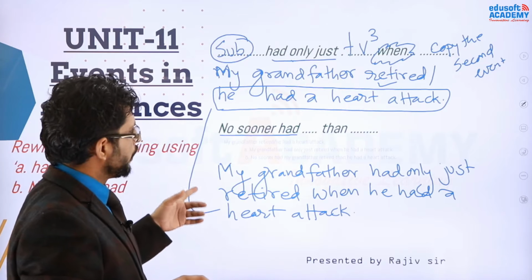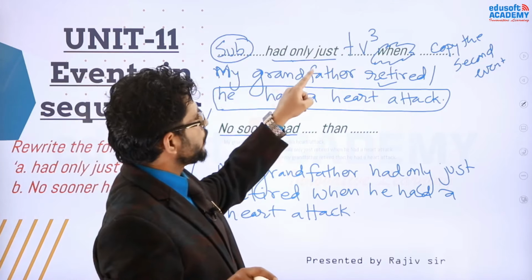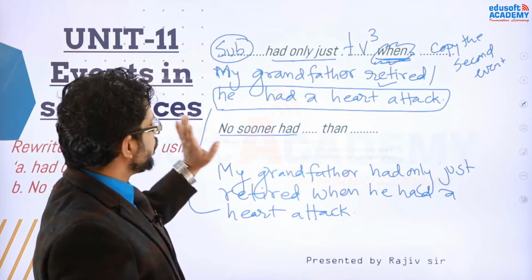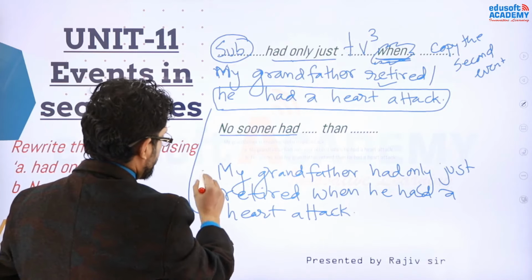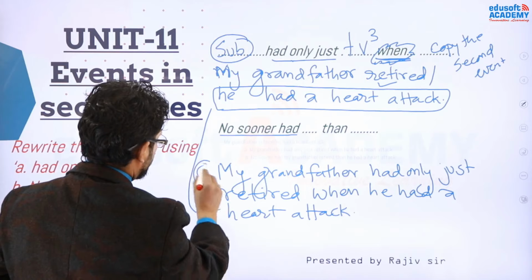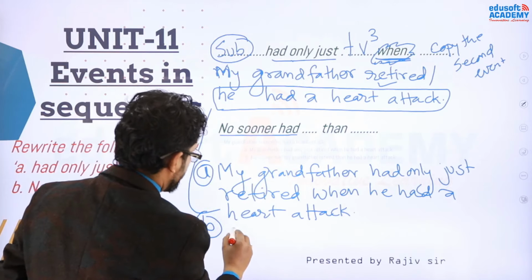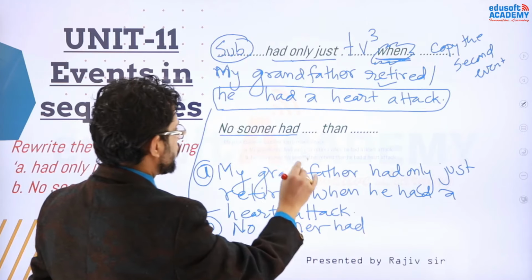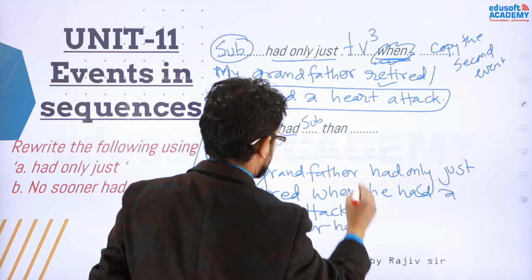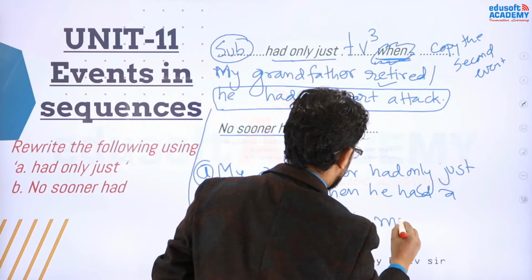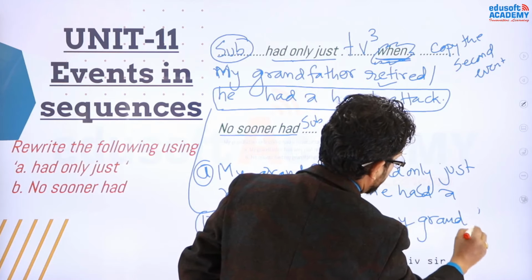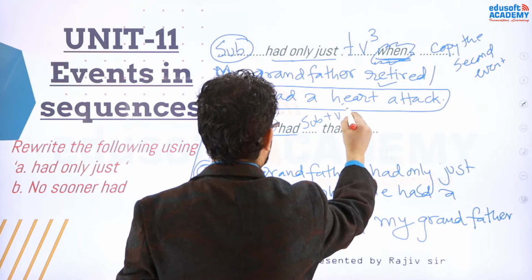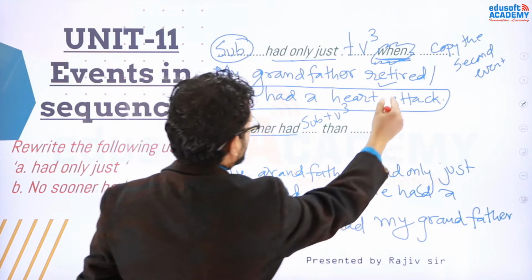So the moment he retired, he got the heart attack. This is the structure: subject plus had only just plus verb 3, and "had only just" always follows with "when." Now, no sooner. How are we going to write that? This is structure A, this is structure B. Begin with "no sooner had." After writing "no sooner had," write the subject. My grandfather. No sooner had my grandfather. After the subject, supply verb 3. What is the verb 3 over here? Retired.